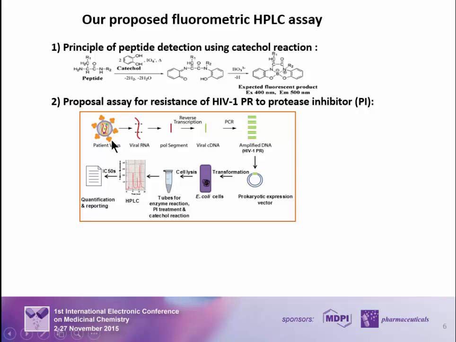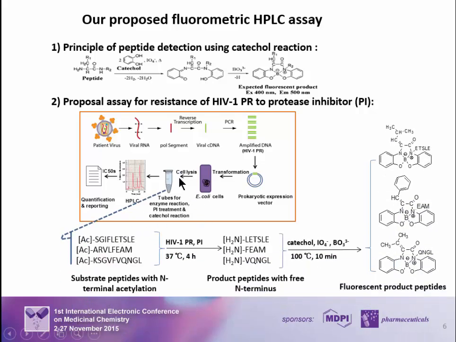As I mentioned at the beginning, the HIV protease gene is first amplified from the patient's blood sample and cloned into the expression vector, and then the vector is transformed into the E. coli cell. After inducing expression, the cell lysate containing HIV protease was used directly in the enzyme reaction in the presence of HIV protease inhibitor.